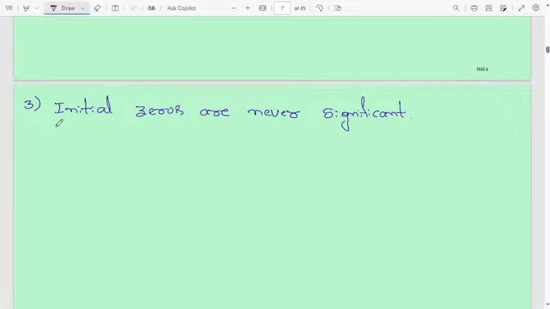Okay, next rule, third rule, it is telling initial zeros are never significant. Initial zeros are never significant.